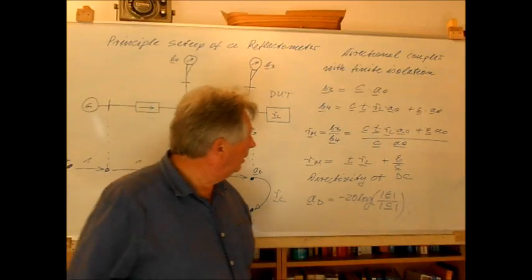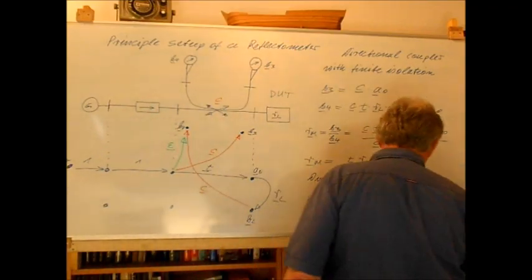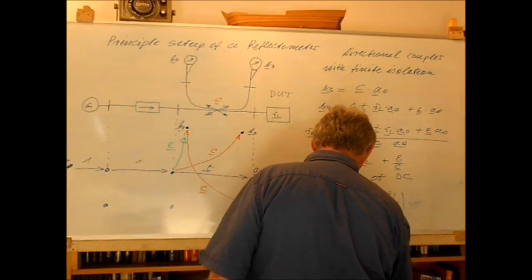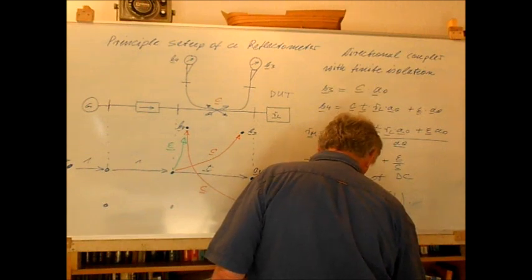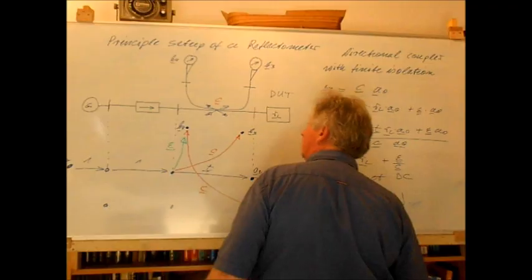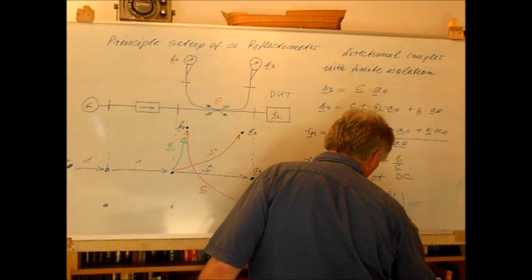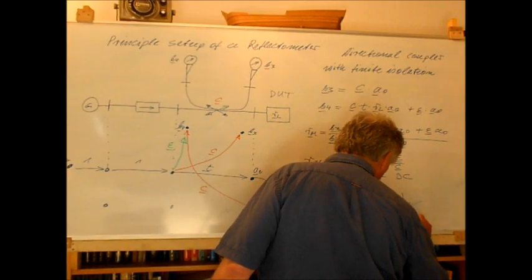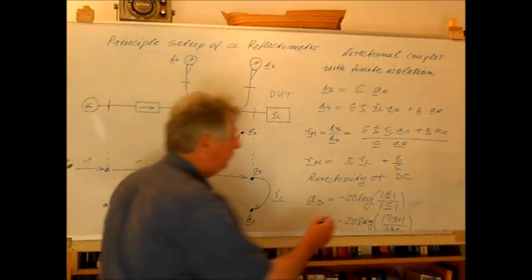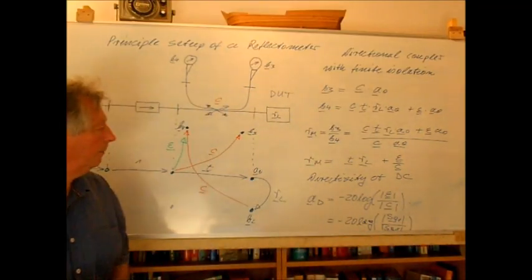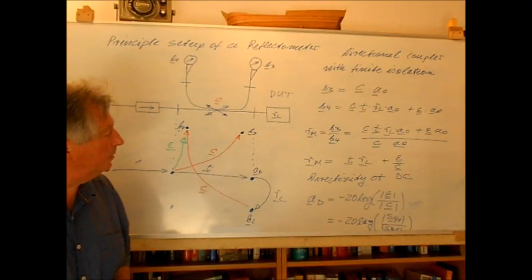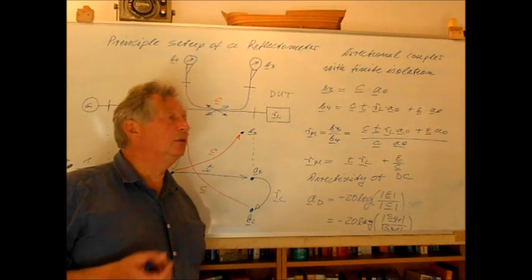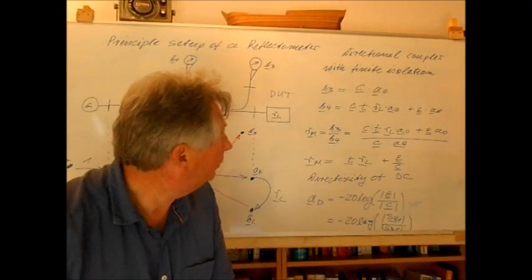If I would use now the normal notation for S parameters, I could write this as minus 20 log the absolute value of S4,1 divided by the absolute value of S3,1. So this is the definition of the directivity of a directional coupler, which determines the lowest reflection coefficient which can be measured without, in principle, correction.